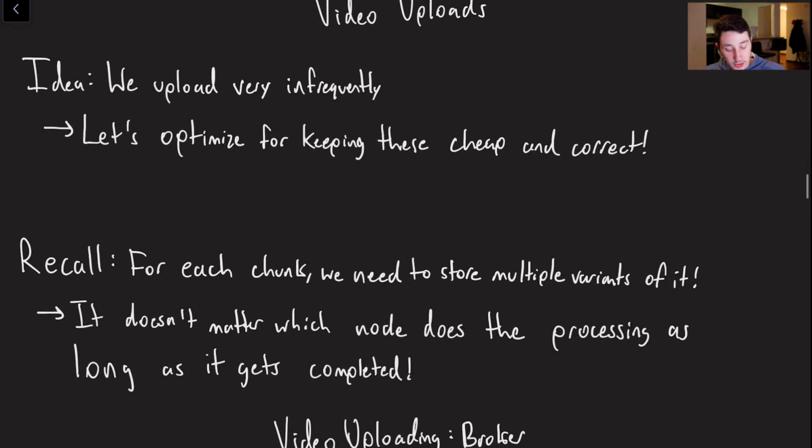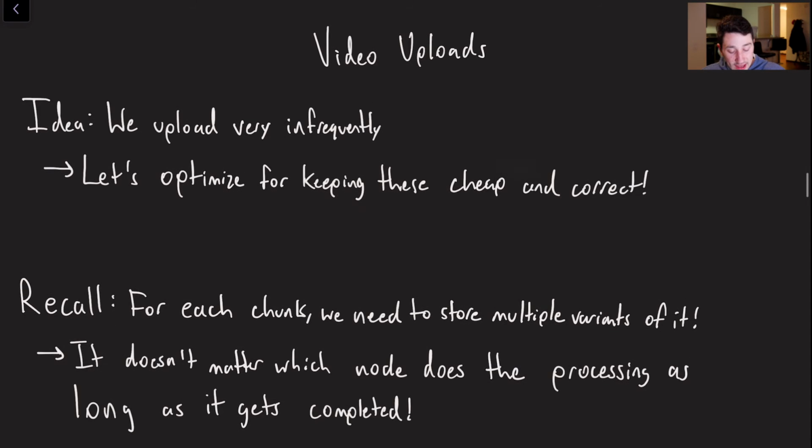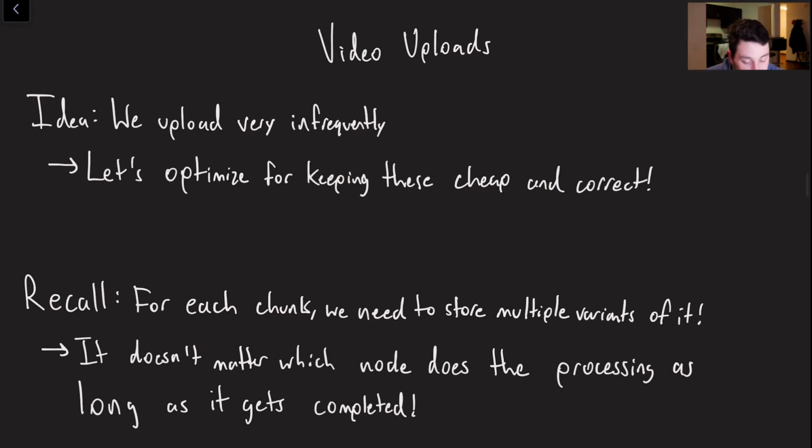Okay, the next step that we're going to start to actually talk about is video uploads. Now these are going to potentially get a little bit complicated, but the main idea to remember here is that we aren't uploading to our database very, very often. Again, I upload once per week, for example, and I watch many, many more YouTube videos than that. So if we're uploading very infrequently, the idea is to do as much work as possible on the write path and as little work as possible on the read path, because most of us are just watching videos the majority of the time.